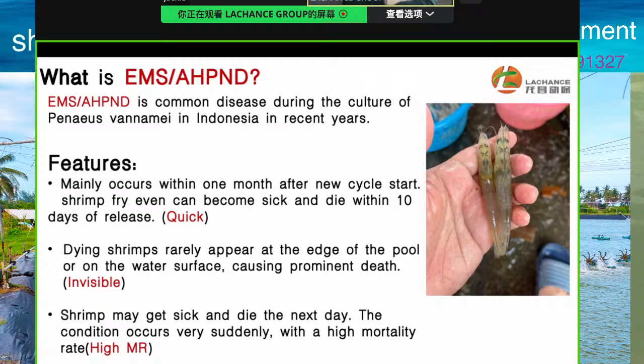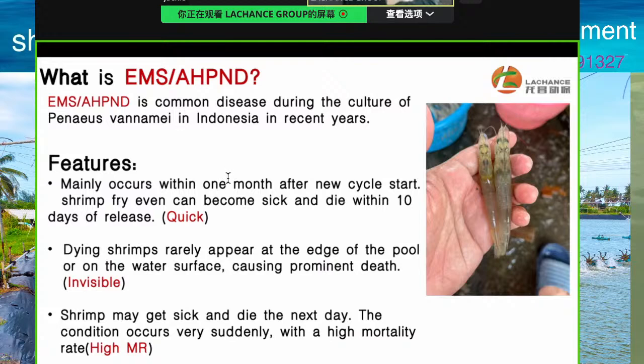Actually, EMS and HPND are very common diseases during the culture of shrimp, especially Vannamei. It's the shrimp we Indonesian shrimp farmers mainly farm, right? Especially in recent years, these problems easily outbreak and bring big losses for shrimp farmers. So the feature of HPND is that it mainly occurs within 1 month. That's why we call it EMS, early mortality, right? After we start a new cycle, the shrimp fry can die quickly, even within 10 days after we release the shrimp fry.